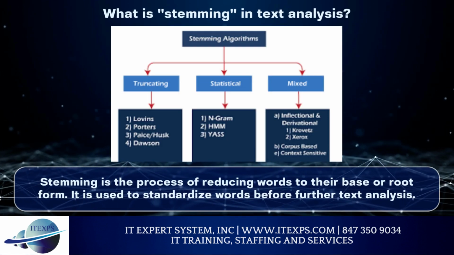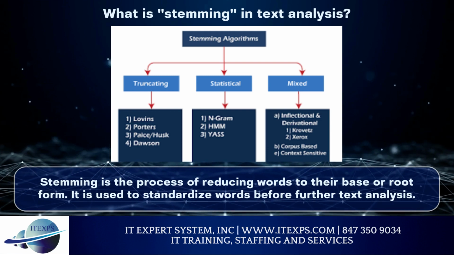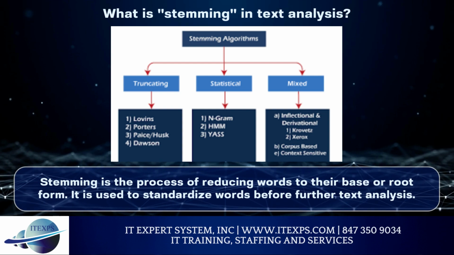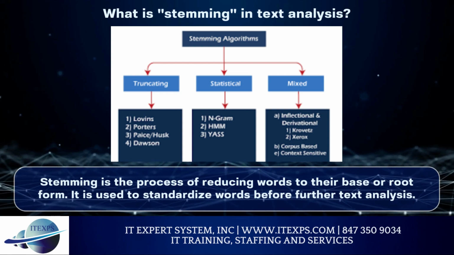What is stemming in text analysis? Stemming is the process of reducing words to their base or root form. It is used to standardize words before further text analysis.